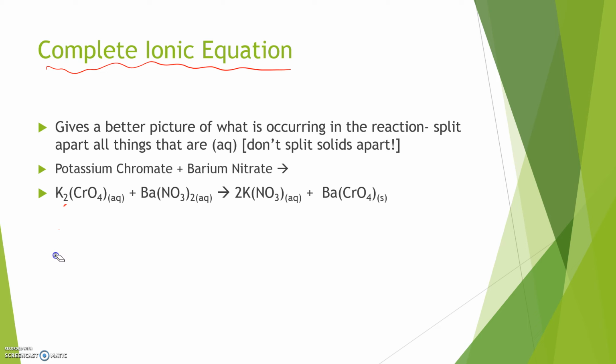I need to take this 2 and move it in front. So I have 2K plus 1. And then this is aqueous. There's so many little symbols with this. I have 1 CrO4, so plus CrO4 negative 2 aqueous. Plus, now I need to split this apart. I have 1 barium, Ba plus 2 aq, and I have 2 NO3s, but I'm not going to put this on the outside of the parentheses.